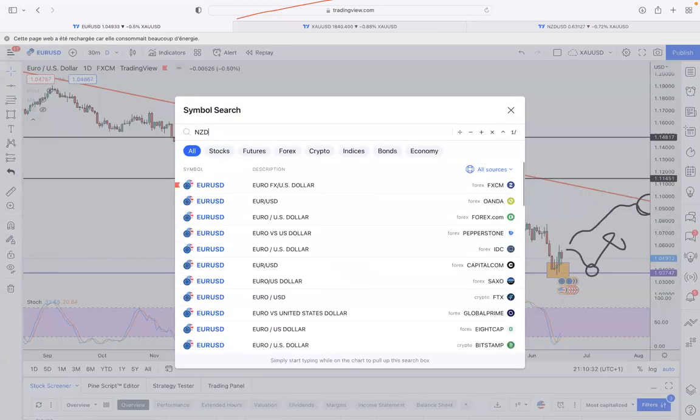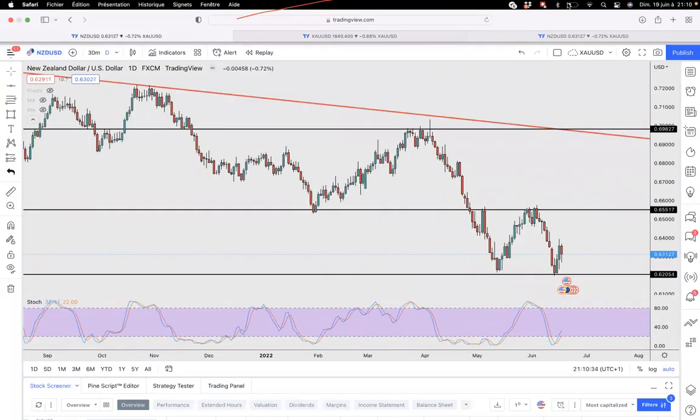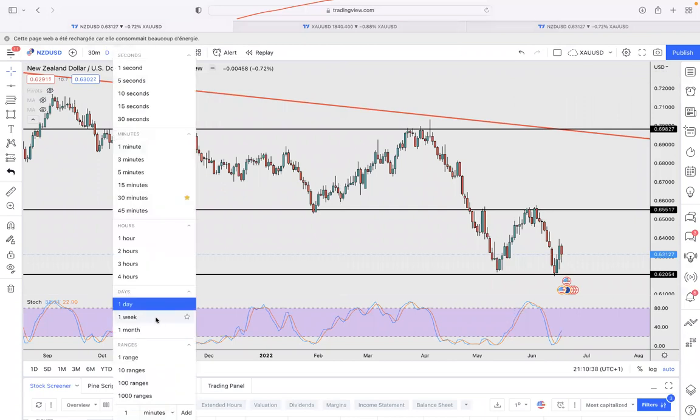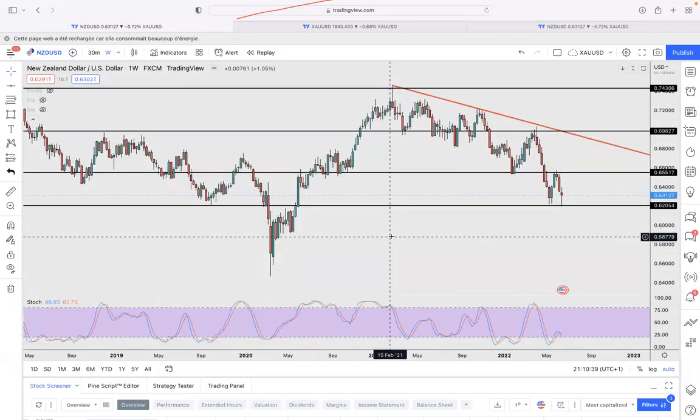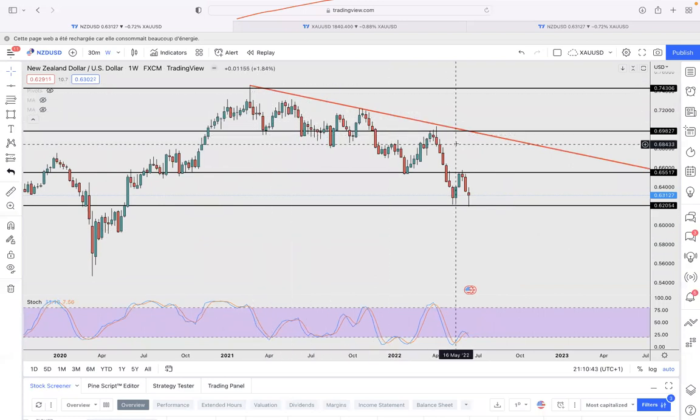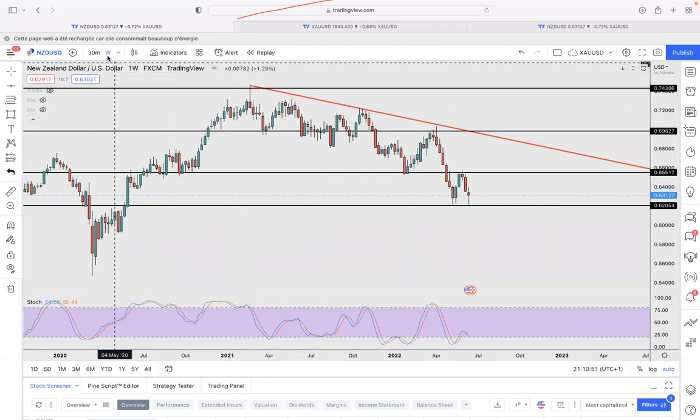Now we can go to another pair, NZDUSD, which is also very interesting, okay? Same thing as usual, I'm going on the weekly time frame. I'm looking for the trend. And what can we see? We have a bearish weekly trend, okay? It means it's going down. The market has been going down since what? Since February 2021, okay?